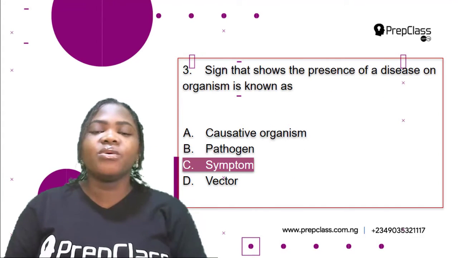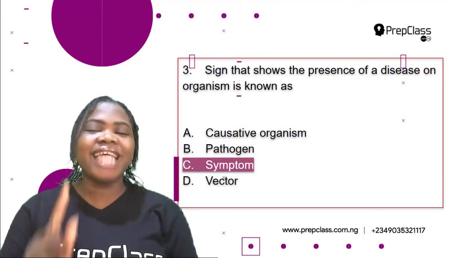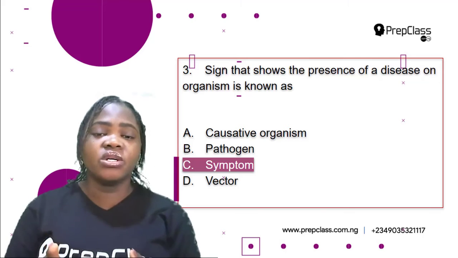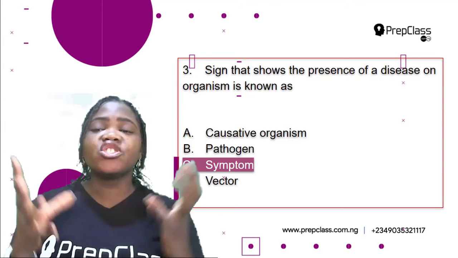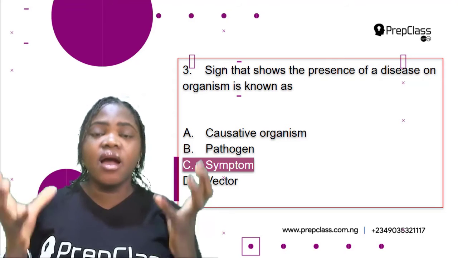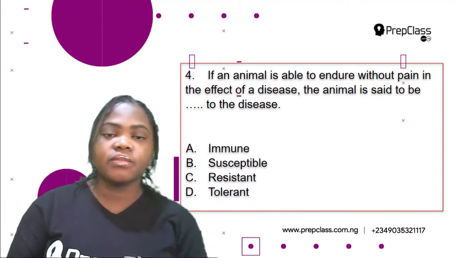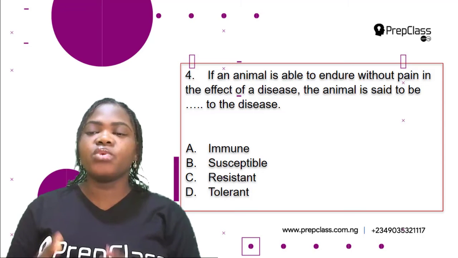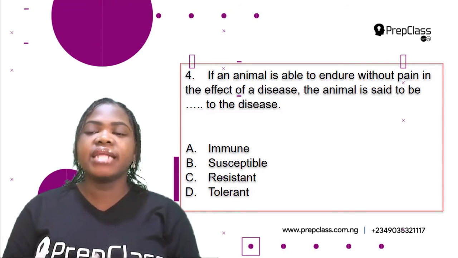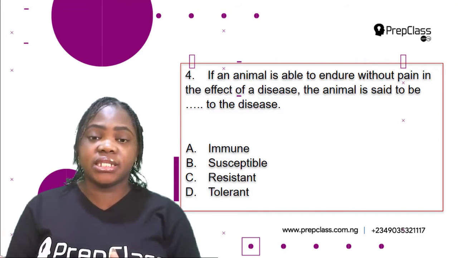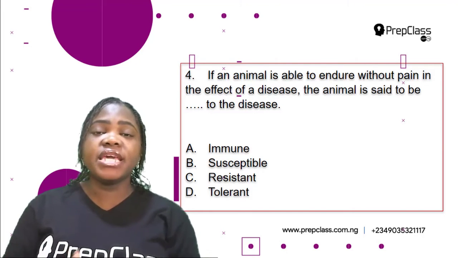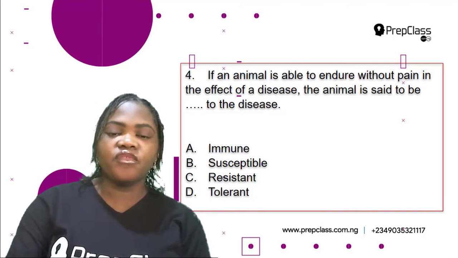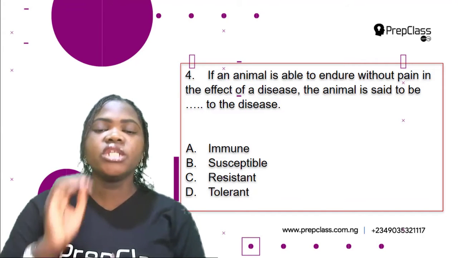Okay, so which of the options is correct? A sign that shows the presence of a disease on an organism is known as a symptom. So symptom is the sign that shows the presence of a disease on an organism. Number 4: if an animal is able to endure without pain the effect of a disease, the animal is said to be dash to the disease. A. Immune. B. Susceptible. C. Resistant. D. Tolerant.